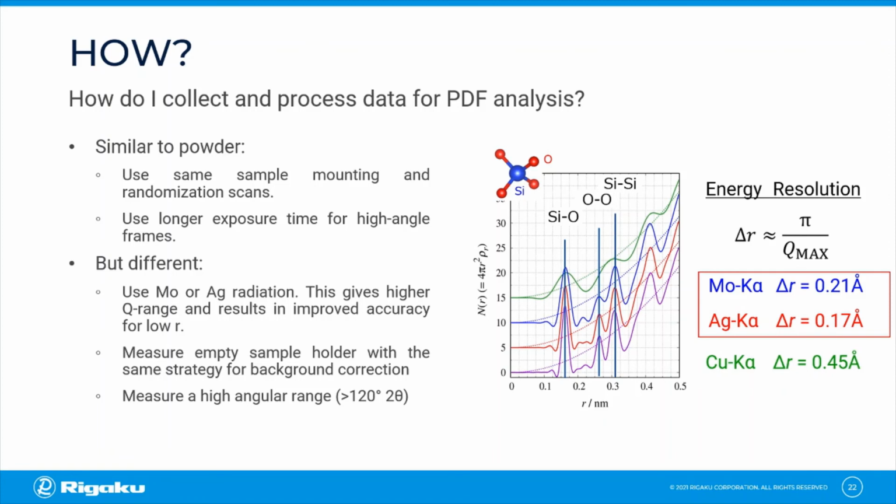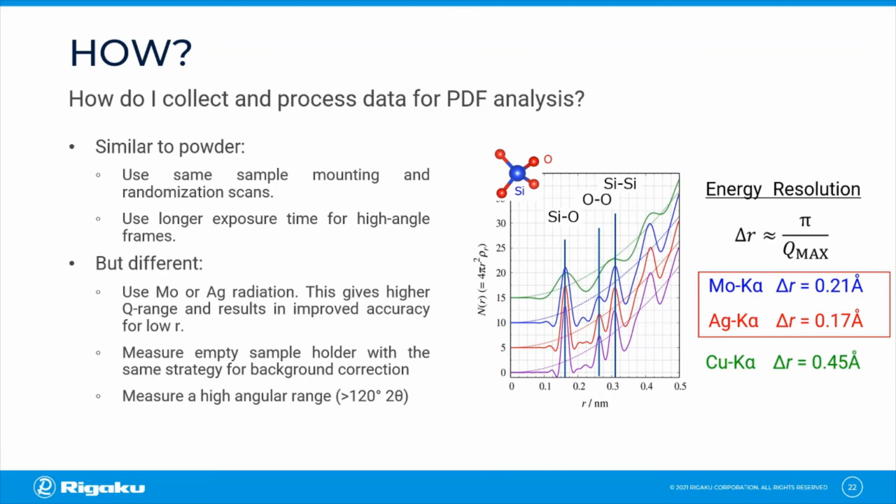However, to some extent, PDF analysis is different. Instead of K-alpha radiation, which is the standard for usual powder experiments, for Rietveld analysis and such, we use harder radiation, so molybdenum or silver. This gives us a higher Q range to access, and results in improved accuracy for low radii.